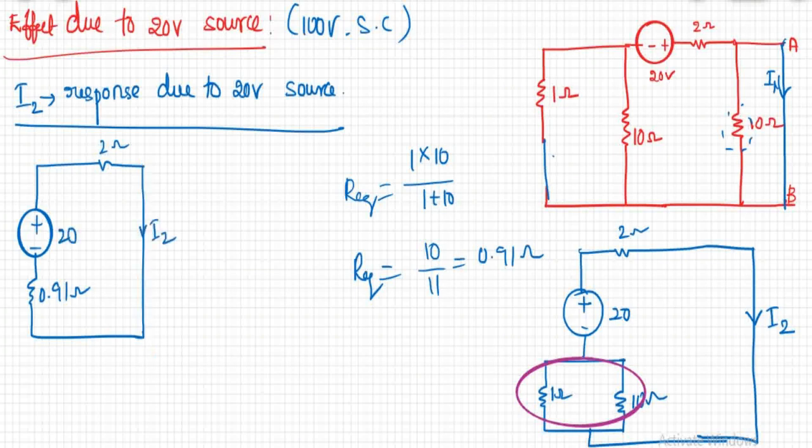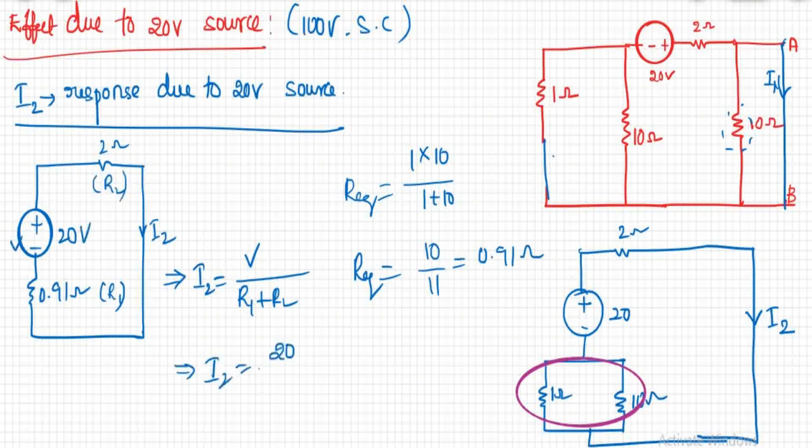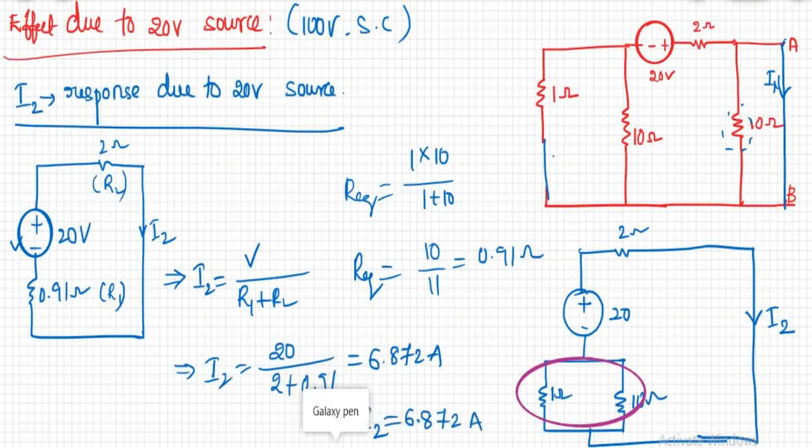Okay, this is 20 volts. Now we can find I2, which is equal to the voltage source divided by the two resistors R1 plus R2. If we assume this as R1 and this as R2, this is our voltage source of 20 volts. So I2 equals 20 by 2 plus 0.91, which is equal to 6.872 amperes. So we got I2 here. The I2 value is 6.872 amperes. This is the response due to the 20 volt source, right?